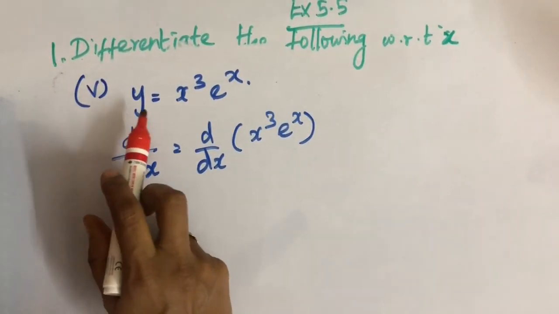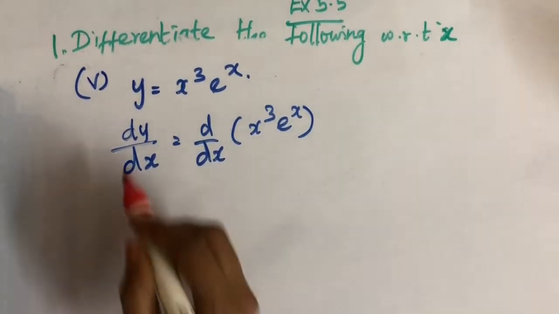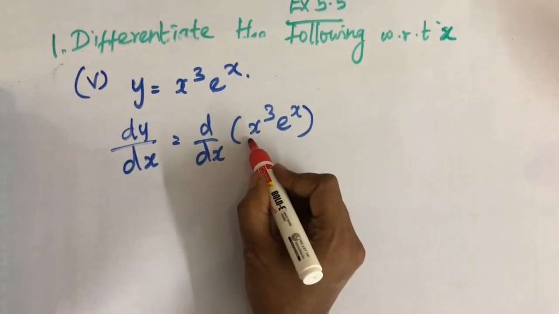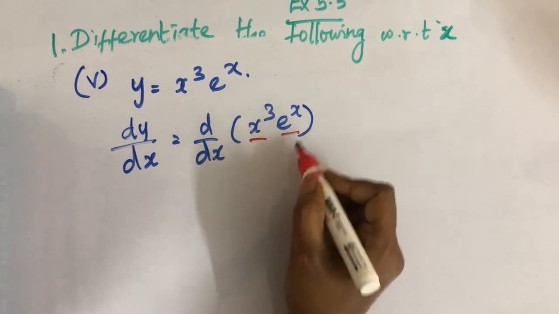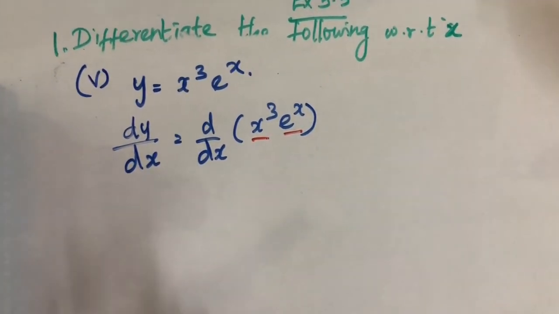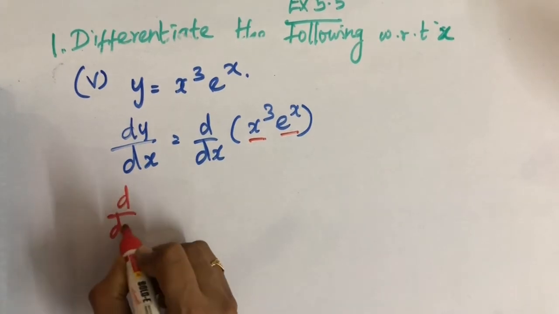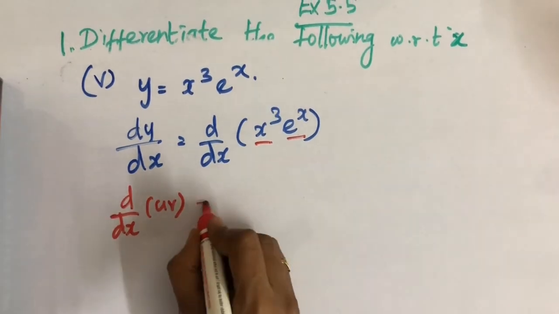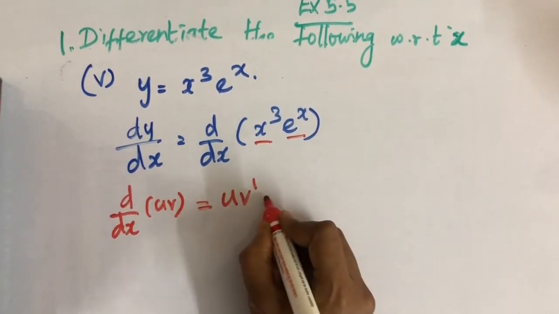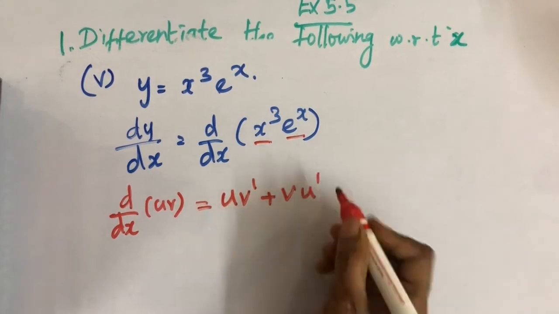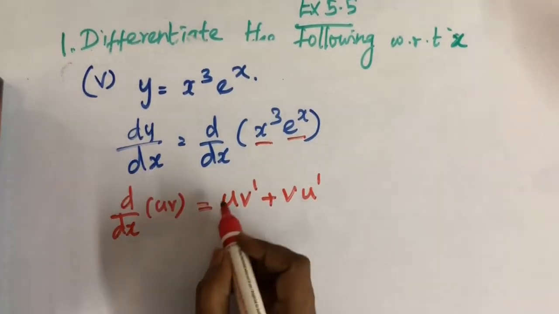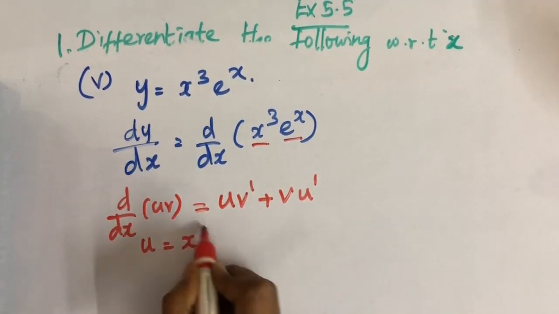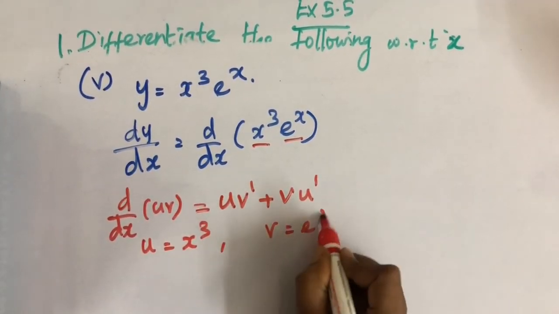Fifth one, y is equal to x cube e power x. So dy by dx is equal to d by dx of x cube e power x. Here we have two functions, x cube is one function, e power x is another function. So d by dx of uv, product of functions, is uv dash plus vu dash. Here our u is x cube and v is e power x.